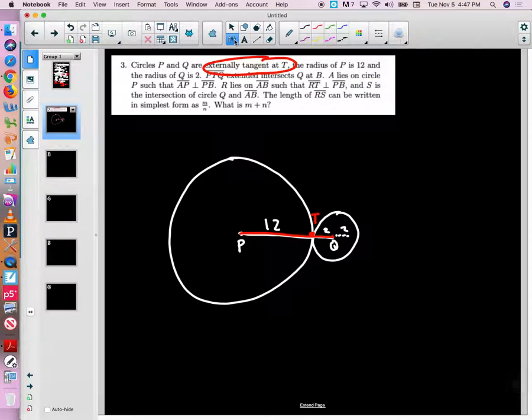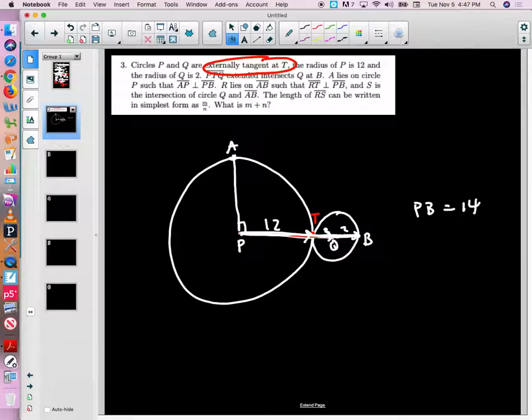All right, so PTQ extended intersects Q at B. So if I get to PTQ and I extend it, then it goes to B. So I actually know PB is this 12 to 2 and another radius, so PB is 14. We'll use that in a little while. A lies on circle P such that AP is perpendicular to PB. And R lies on AB such that RT is perpendicular to PB.